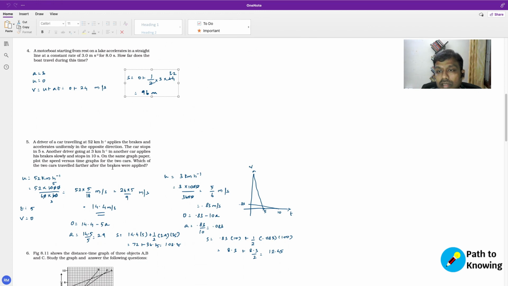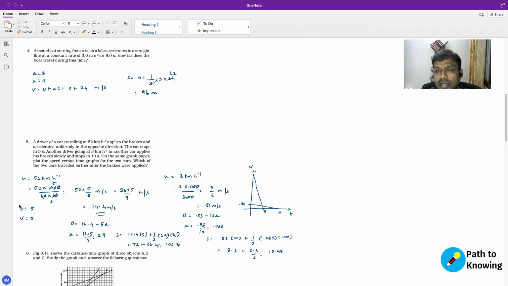Okay. So we have the scenario of two cars. The initial speed of the first car was 52 kilometers per hour. For the second car, the initial velocity was 3 kilometers per hour. Now, we have two problems to solve. For the first car, the initial velocity is u, and here we are converting that into meters per second, which means that you'll multiply by 1000 in the numerator, and divide by 3600, right?